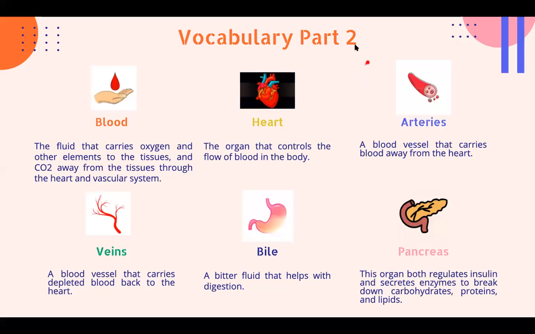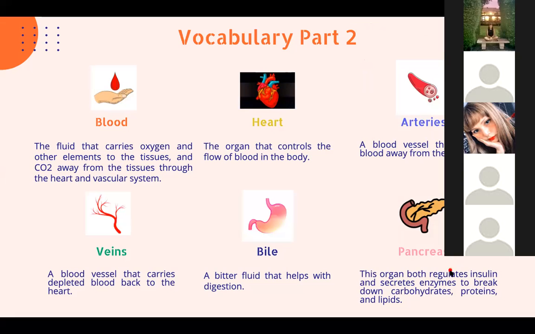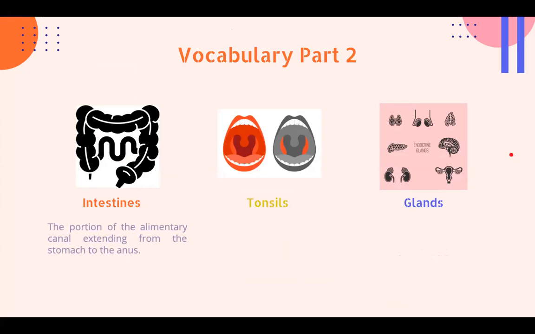And pancreas. Can someone read the definition for pancreas? Okay, Javiera, go ahead. This organ both regulates insulin and secretes enzymes to break down carbohydrates, proteins, and lipids. Okay, so it regulates and breaks down carbohydrates, proteins, and lipids. Very good. And yeah, these are the last two.